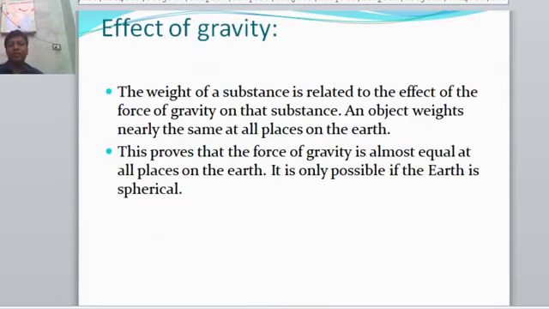Now the effect of gravity. As you know, the effect of gravity is almost equal on an object's weight at nearly all places on the Earth. So the weight of a substance is related to the effect of the force of gravity on that substance. An object weighs nearly the same at all places on the Earth. This proves that the force of gravity is almost equal at all places on the Earth. It is only possible if the Earth is spherical.